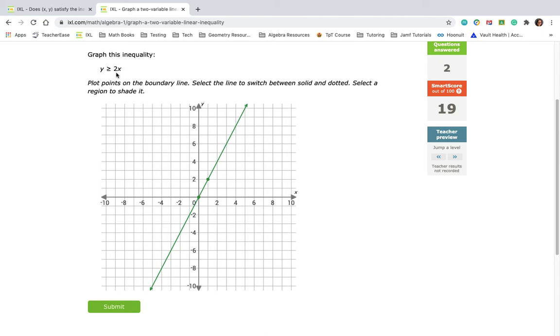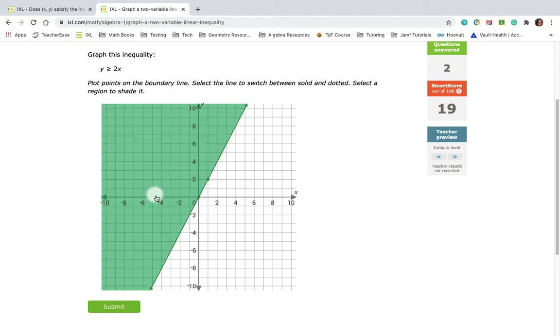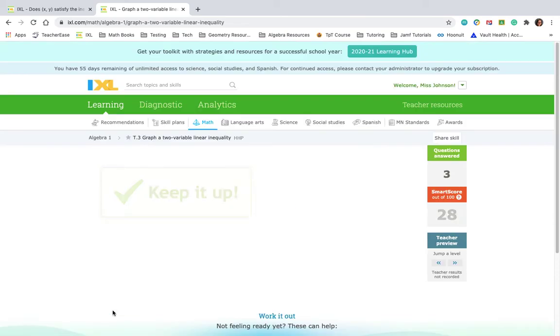2 times 1 is 2. So I have 0 is greater than or equal to 2. Is that true? Is 0 greater than or equal to 2? It is not. So that means that this point does not meet the requirements, so I need to shade on the other side of the line. Okay, so I need to make sure that that point that I just picked is not shaded. So I'm going to click submit.